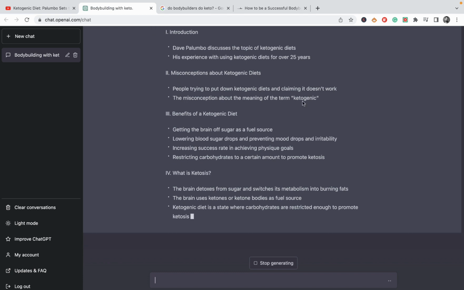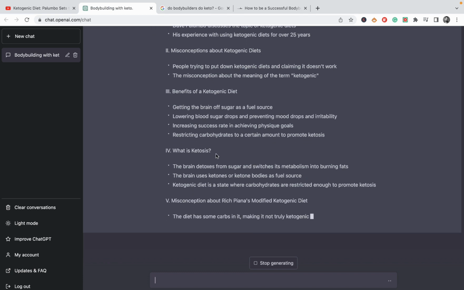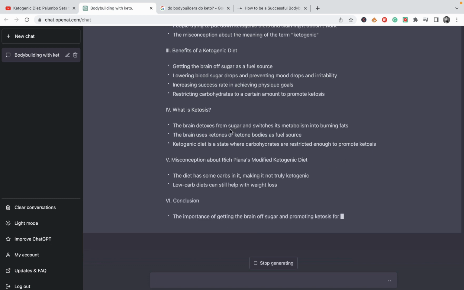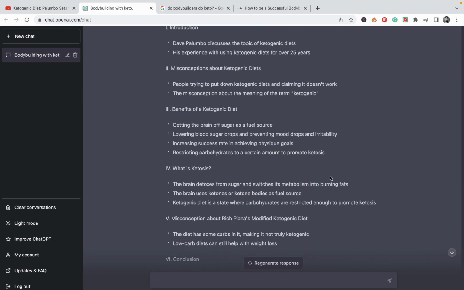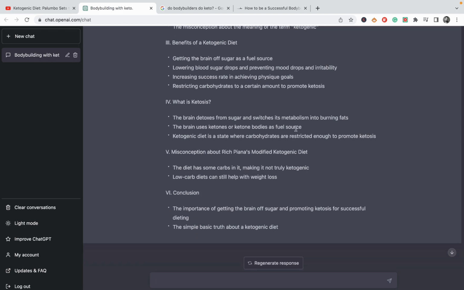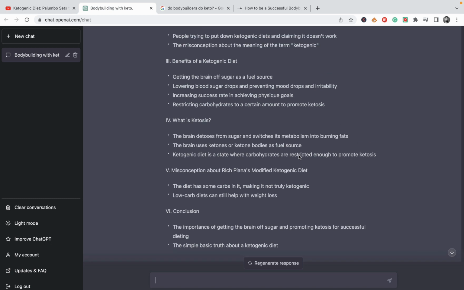So basically, we have misconceptions about ketogenic diet, benefits of ketogenic diet, what is ketosis. And if I'm not mistaken, we were not talking about ketosis in the initial article. Rich Piana, who, if I'm not mistaken again, was a big proponent of ketogenic diet. So this is something that can be brought up in the article. And you can choose whichever YouTube video you think fits and use this outline and repeat the process I described before. And now you're basically compiling three different outlines: the original outline, the what is missing outline, and the YouTube video outline, to get the most out of your article.